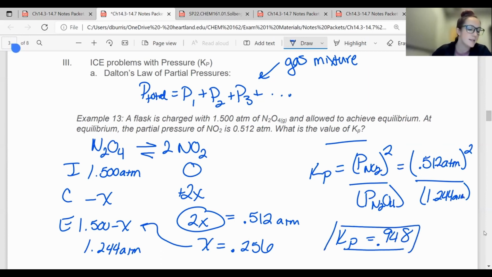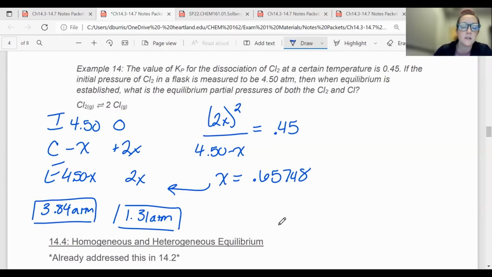All right, so like I said, try example number 14. This is another good example with pressures and practicing with your ICE tables. In this particular case, I set up my equation and I had K, so I solved for x and then plugged it back in. This would have had to use the quadratic equation or the solver button on your calculator, and you should have gotten that chlorine gas is 3.84 atmospheres, and then the chlorine individual atoms gas was 1.31 atmospheres.